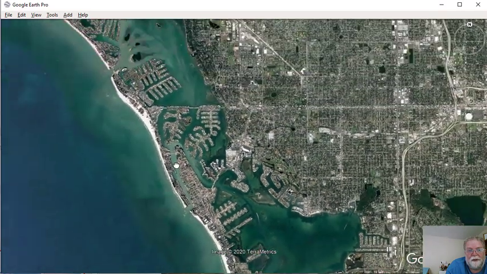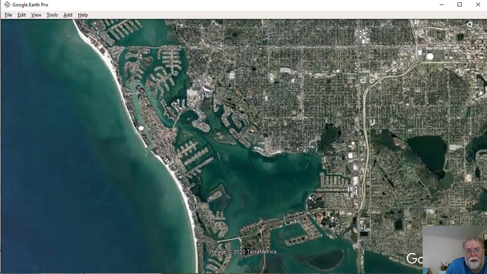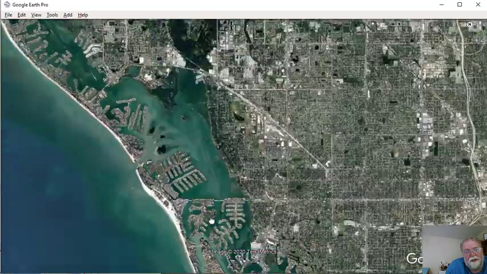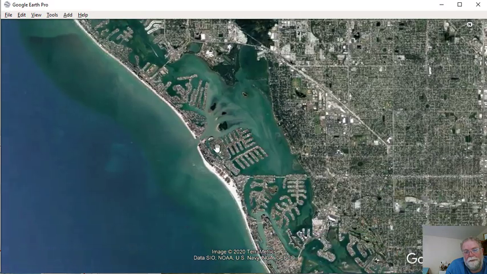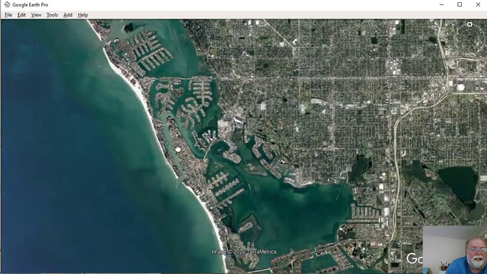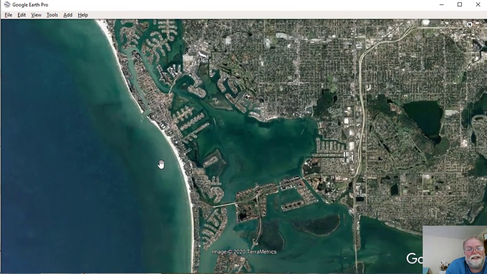Let me make sure I get this right. Yeah, so this is Clearwater Beach up here, and so this is St. Pete Beach here. Sorry, guys, I'll get it right. I haven't been in Pinellas County for like a month, so anyway. So this is St. Pete Beach, and it's basically like southern St. Pete Beach.